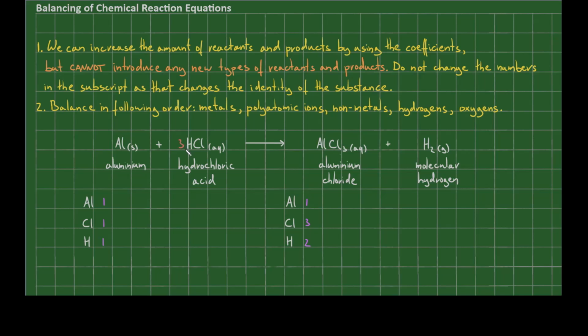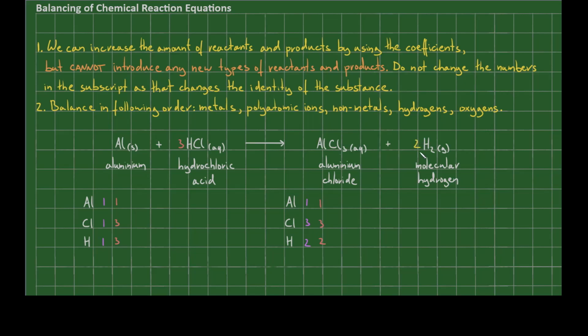And now again, I'm going to list how many atoms I have. Still 1 aluminium, 3 chlorines, but now 3 hydrogens. What about the product side? Well, nothing has changed there, so I'm just going to copy the numbers. Now the aluminiums and the chlorines are balanced, but the hydrogens are not. Currently, I only have 2 hydrogen atoms on the product side. So I'm going to increase that by placing a coefficient of 2 in front of molecular hydrogen.